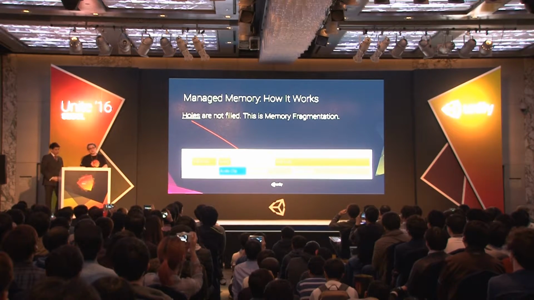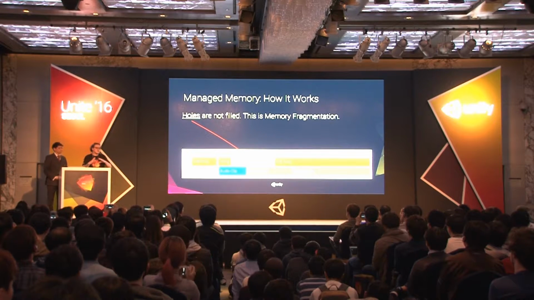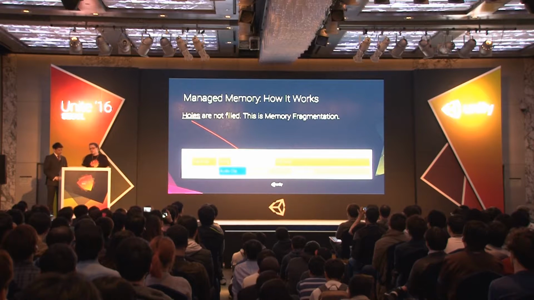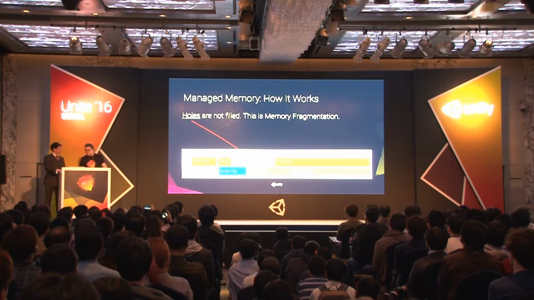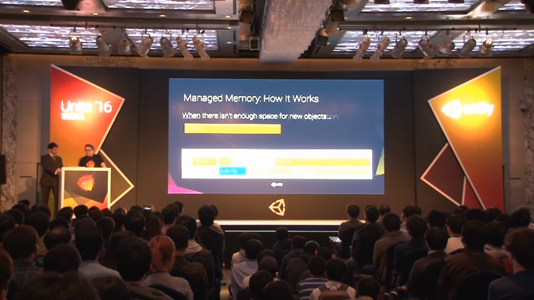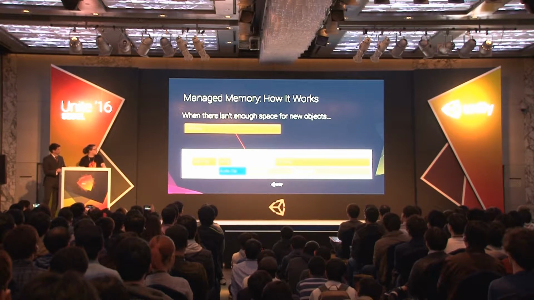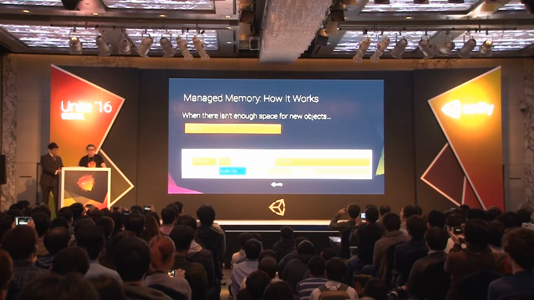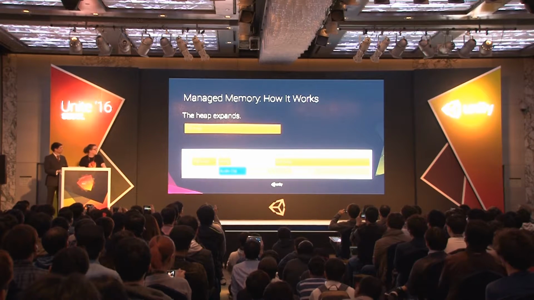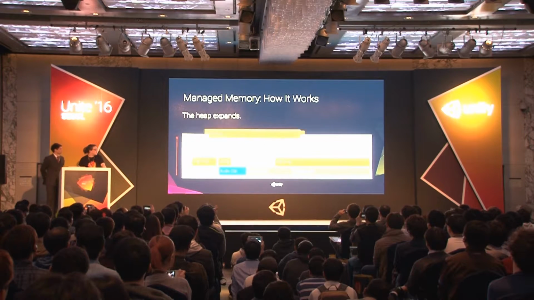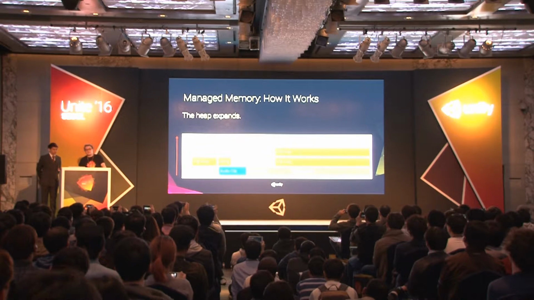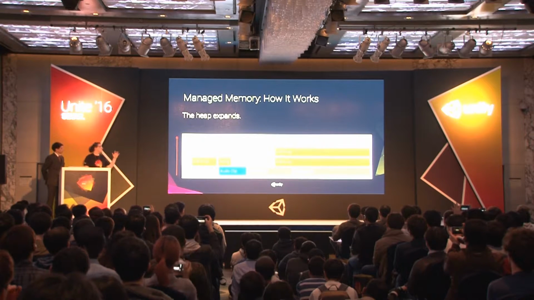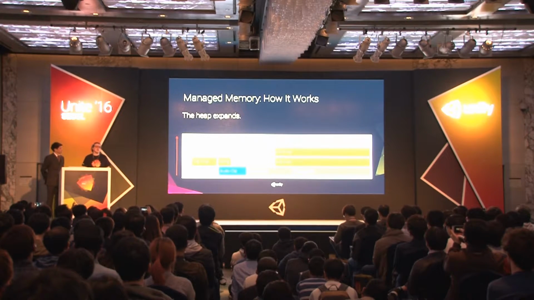And Unity's managed heap never collapses. It doesn't contract that space. So it is just there permanently. So when we try to allocate a new object and there isn't enough space, then what we have to do is expand the managed heap. We have to allocate more memory so this object can fit in there. And now the managed heap is permanently increased in size. You can never get back the memory that has been allocated.